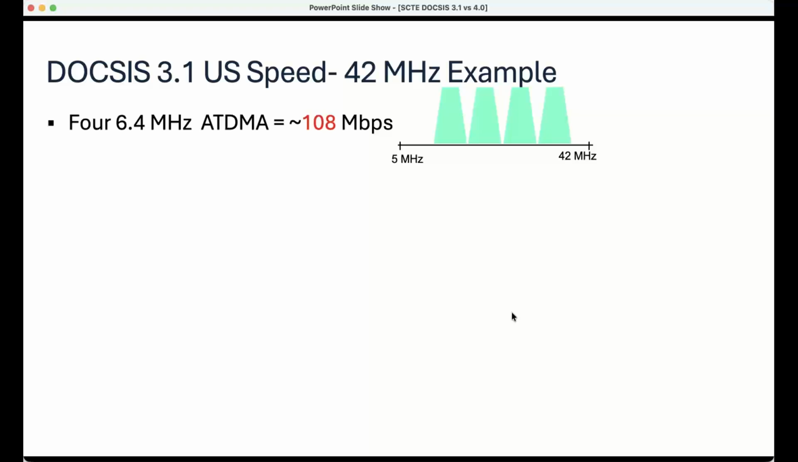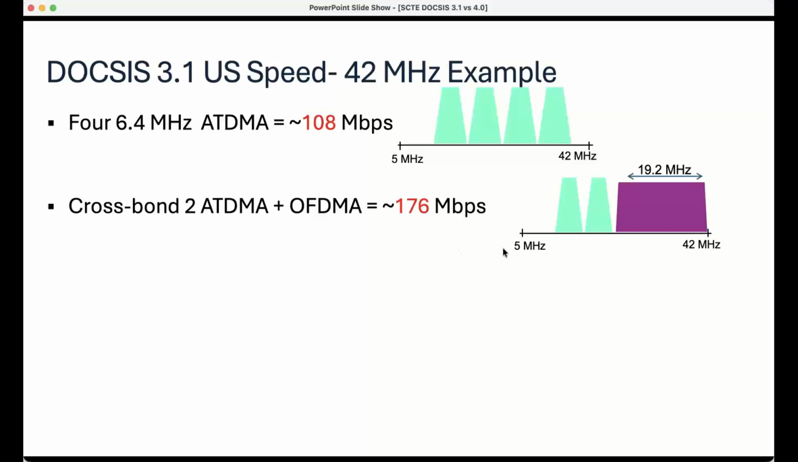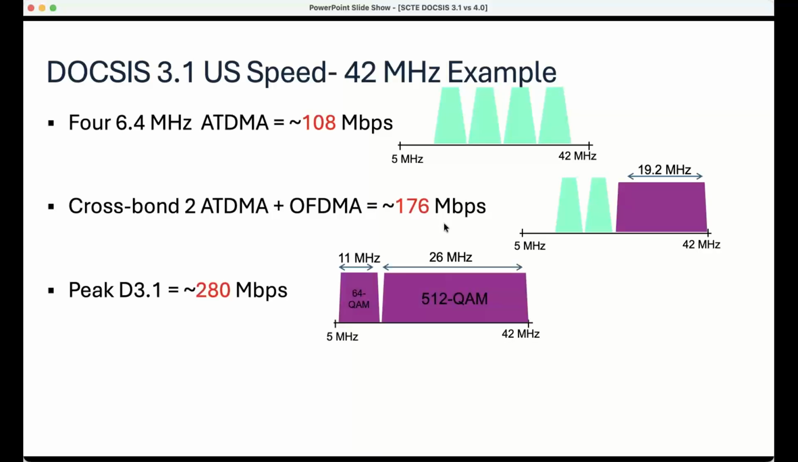So other things that we can do, let's talk about if you have a 42 megahertz system today and you're running 4 SC QAMs. The maximum upstream that you could possibly get if you didn't have any impairments would be 108 megabits per second. Once you upgrade your plant to DOCSIS 3.1, you start to get a lot of options. You could drop a couple of your SC QAMs and drop in a 19.2 megahertz wide OFDMA channel. Again, just a 42 megahertz plant. Suddenly your upstream capacity on that fiber node jumps up about 70 megabits to 170 megabits per second.